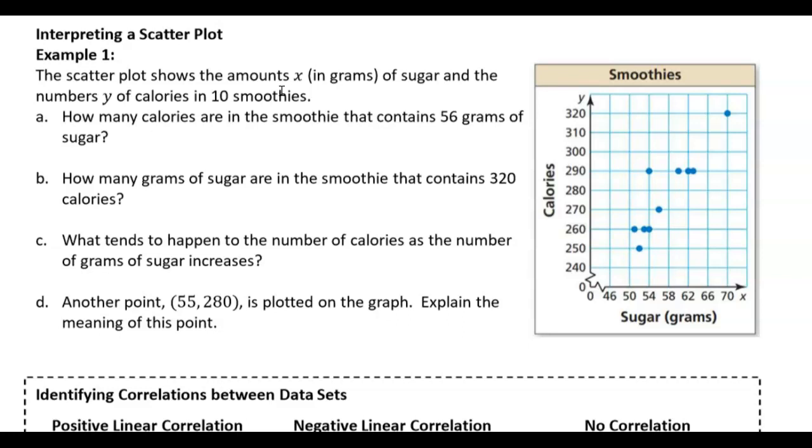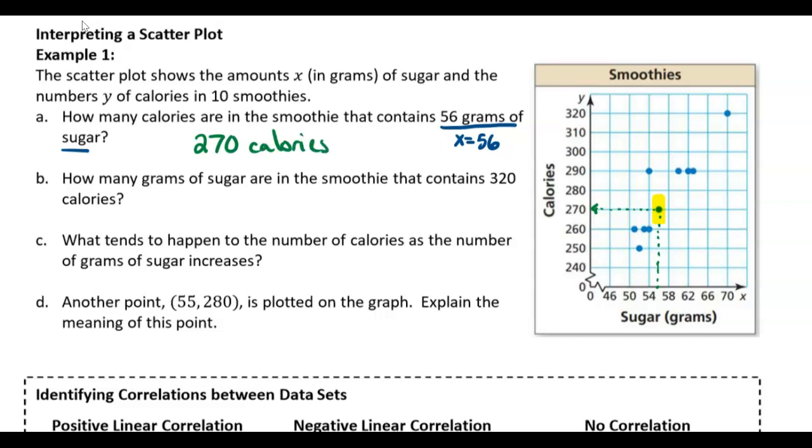So it says, how many calories are in the smoothie that contains 56 grams of sugar? So if it's 56 grams of sugar, sugar is X, so you know X is 56. So you go down to the x-axis, and here's 54 and here's 58, so halfway between is 56. You go look to find the point that has an X value of 56. That's this point right here. Basically I'm just following it. Okay, here's 56, so I follow it to the left and I find out that the Y value is 270. So a smoothie with 56 grams of sugar has 270 calories.